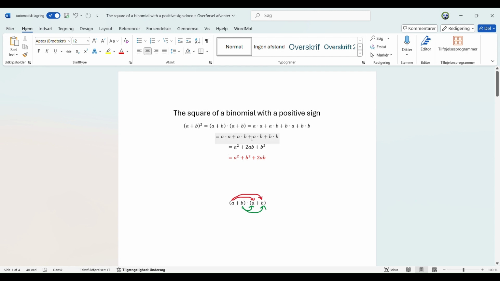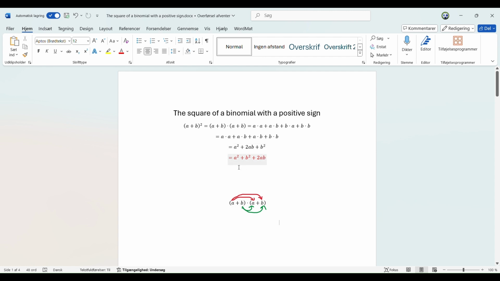And all of this is a term in itself, so a times a is a term, and a times b, and a times b, and b times b. And then we look at how many times we have this term a times b. We've got it here, and we've got it here. So now we can just say we multiply this term by 2 because we have it twice. So we take a times a, that can be written as a squared. Then we say 2 times a times b, because we have the term twice. And then b times b is the same as b squared.